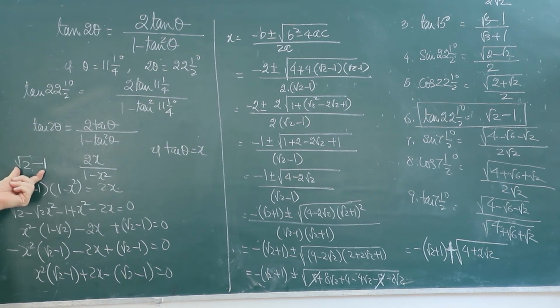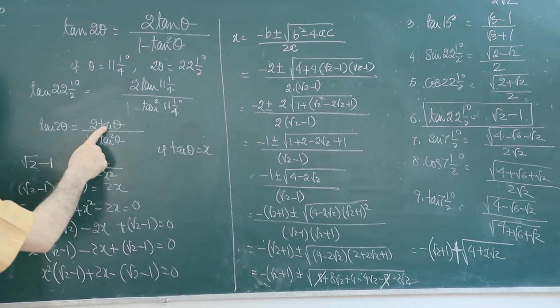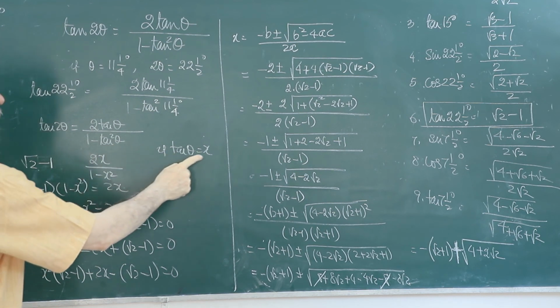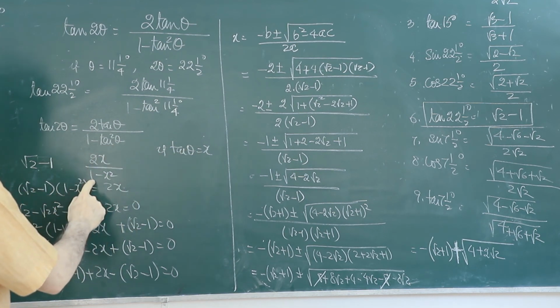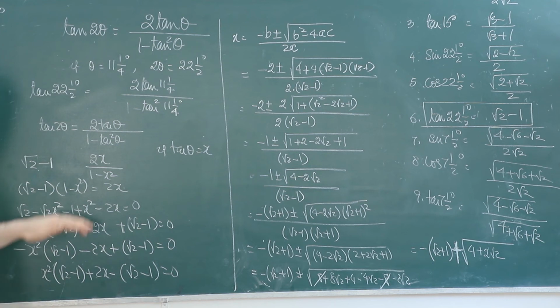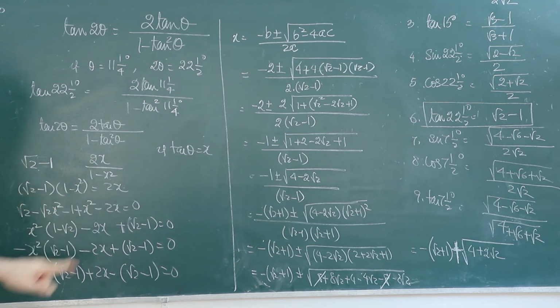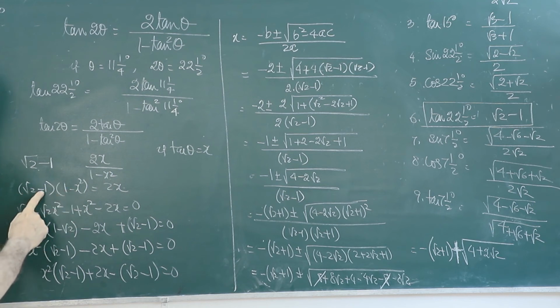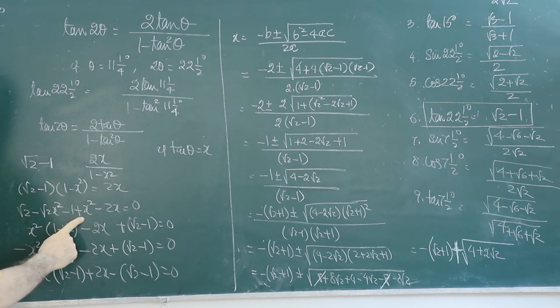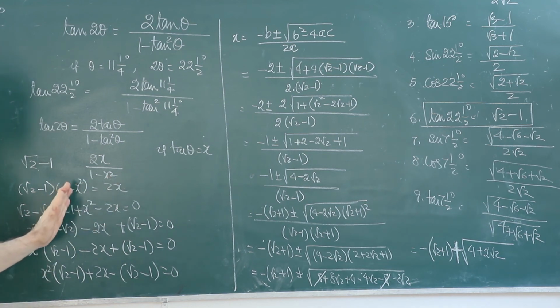So in place of tan 22.5, I'll write root 2 minus 1, and tan theta I'll write as x: 2x upon 1 minus x square. We cross multiply. Root 2 minus 1 into 1 minus x square is equal to 2x. We multiply these two brackets. Root 2 into 1 is root 2. Root 2 minus x square, minus 1 into 1 is minus 1, minus into minus plus x square, and 2x is transferred to this side.